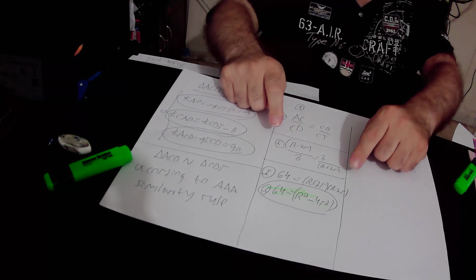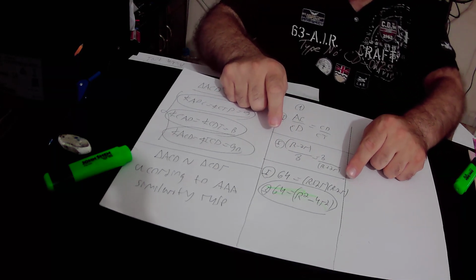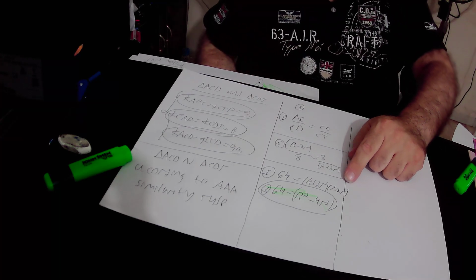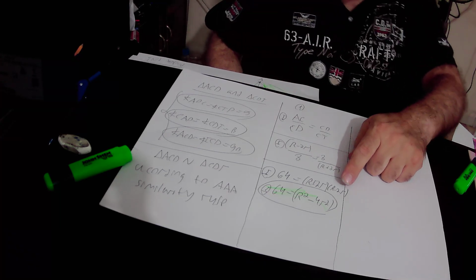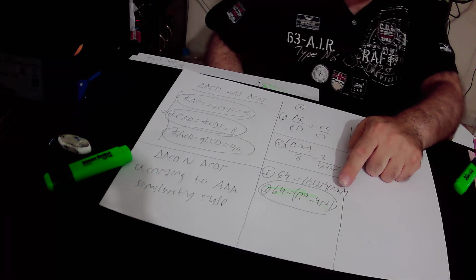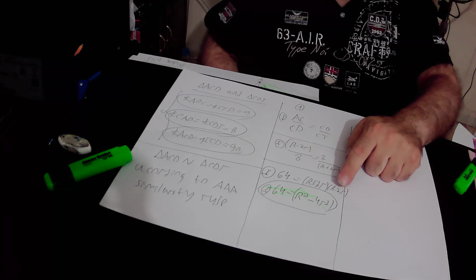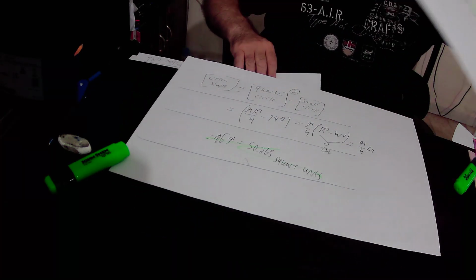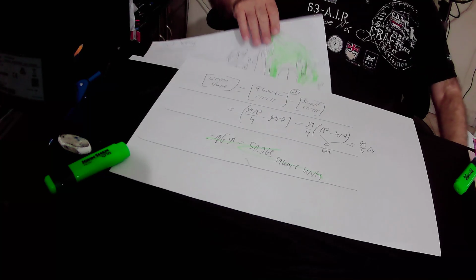So 64 equals capital R plus 2R times capital R minus 2R. We have already found that capital R plus 2R times capital R minus 2R equals capital R square minus 4R square. So in conclusion, according to equation number 1, 64 equals capital R square minus 4R square. And what is the area of the green shape?